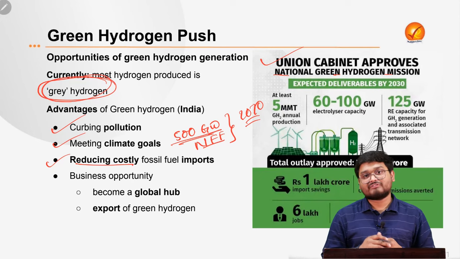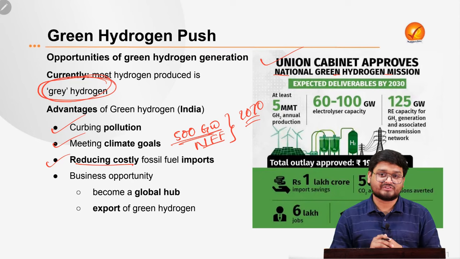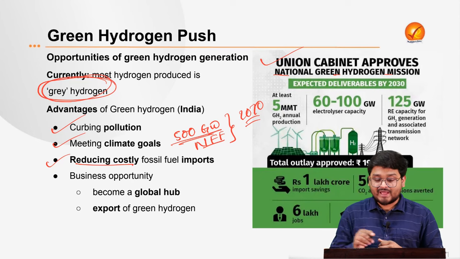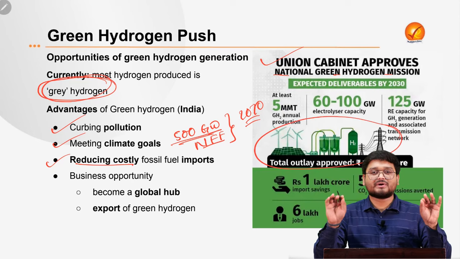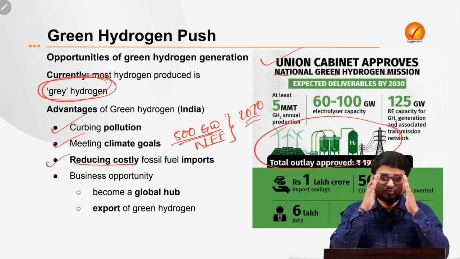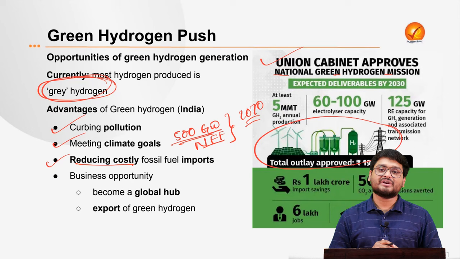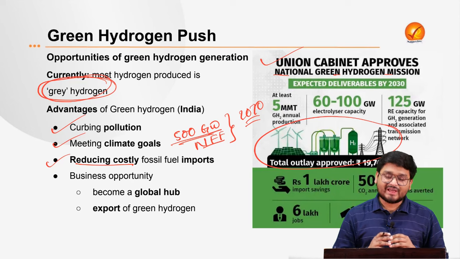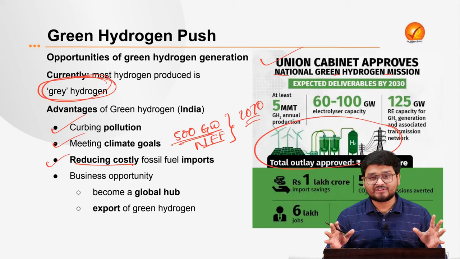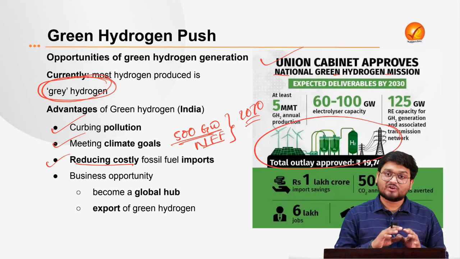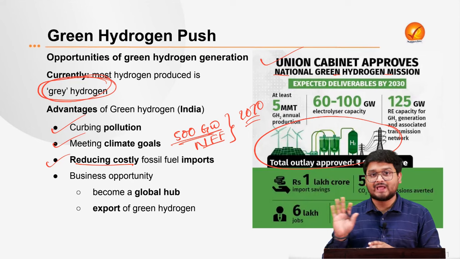And finally, if we develop this mission of generating green energy and properly establish the infrastructure for the same, we can also build India into a global hub for the exports of green hydrogen energy too. So we have many opportunities awaiting us. But here we have to understand there are also various challenges, which we will be discussing at the very end.